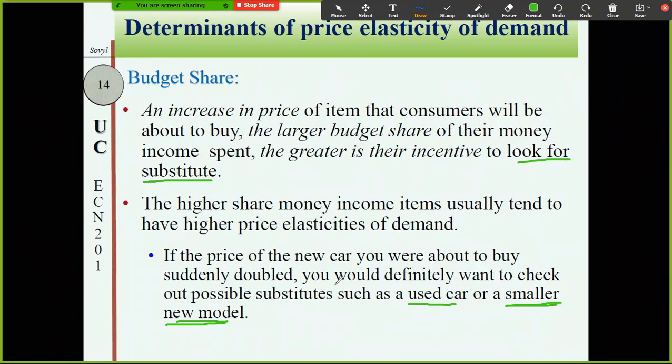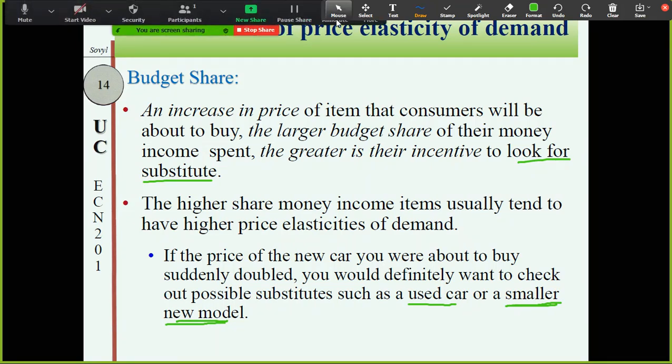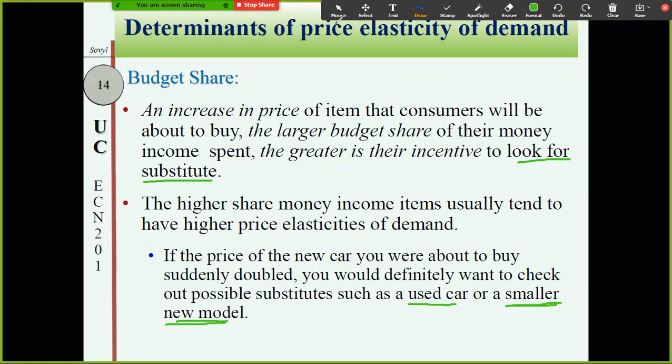We should go back to the previous slide. So for any item that you spend much money to buy, the price elasticity of demand for that product will be more elastic. For any item or product that you spend less money to buy, the price elasticity of demand for that product will be inelastic. Okay, that's what this is: budget share.